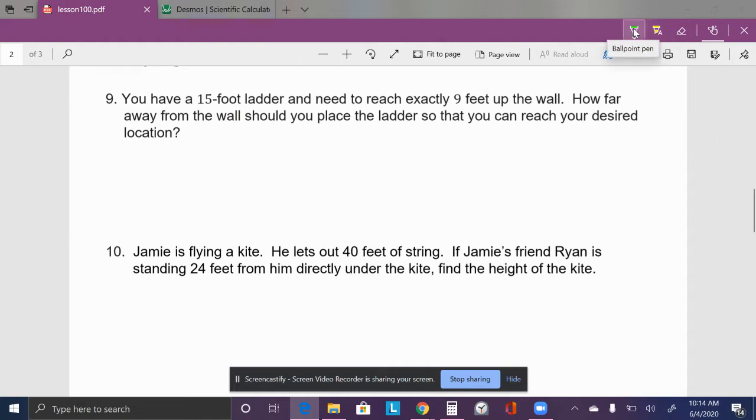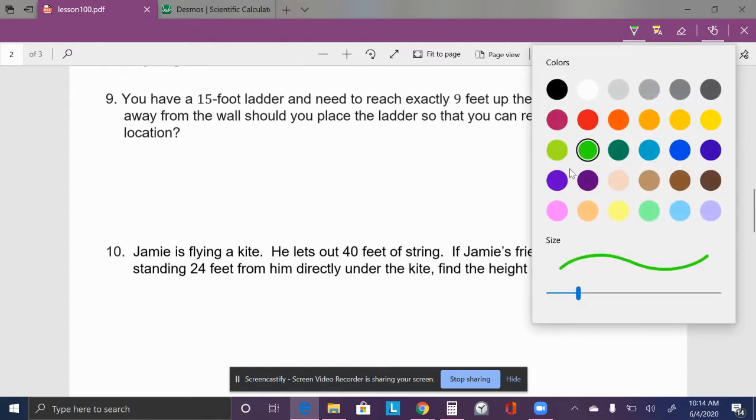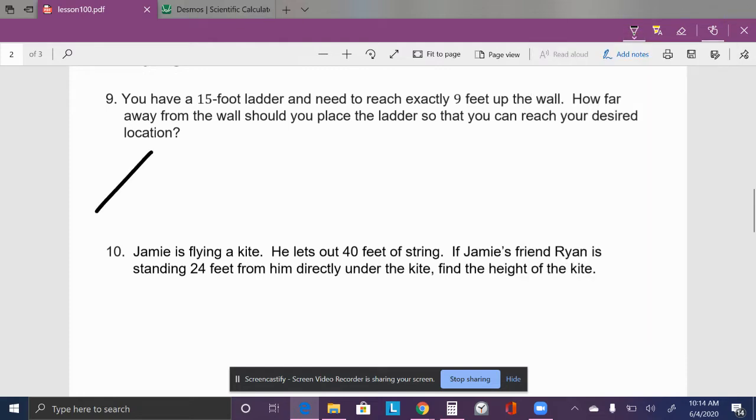Okay, let's draw a little diagram because we have to draw our right triangle. So I'm going to draw my ladder leaning up against the wall. There's my right triangle. So my ladder is 15 feet. My wall is, it's reaching up 9 feet up the wall. I need to find out what this is down here, how far away from the wall the ladder should be placed. So I'm actually trying to figure out, again, the leg of the right triangle.